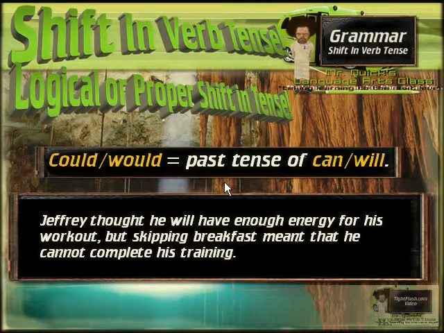The past tense of can and will is could and would, then you wouldn't have a problem there. Jeffrey thought he will have enough energy for his workout, but skipping breakfast meant that he cannot complete his training. Does that make sense? Read it again.